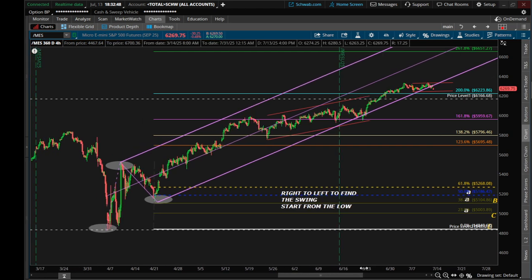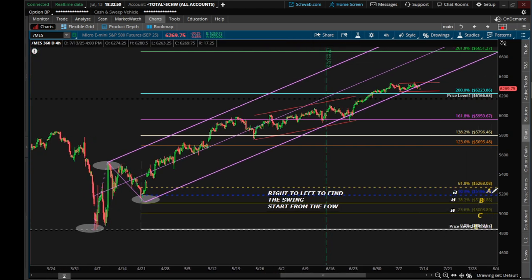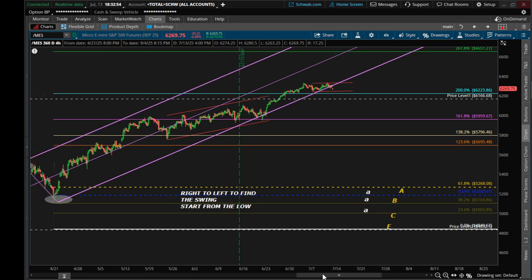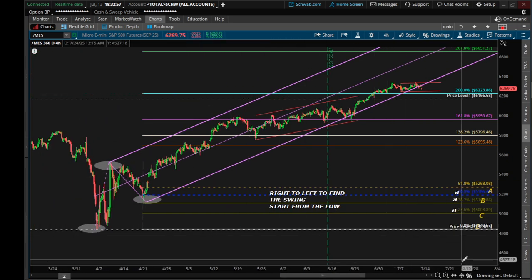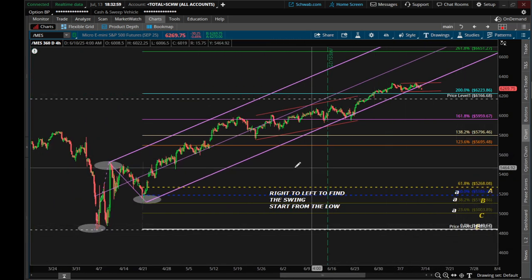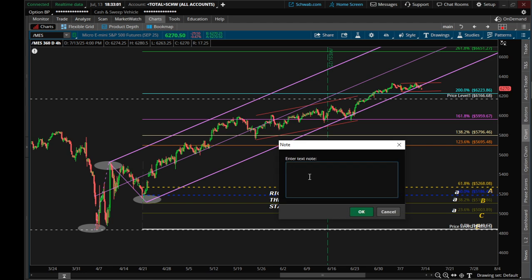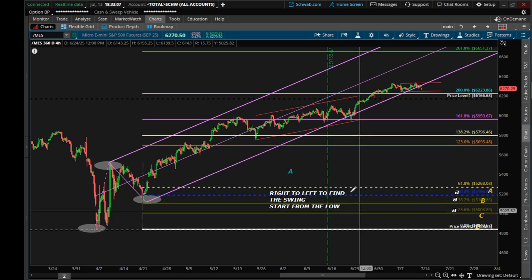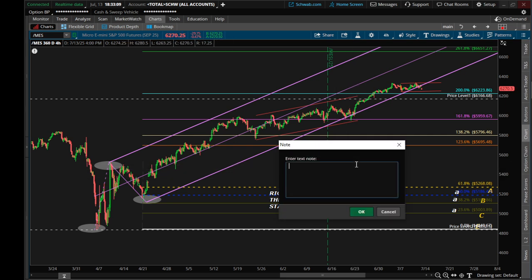Let me squeeze in some stuff here real quick. Let's go ahead and label our A and B. Hopefully, if anything comes out of it today, you can figure out how to label an A and a B. Whether you get the C or not, that's what the pitchfork is for.